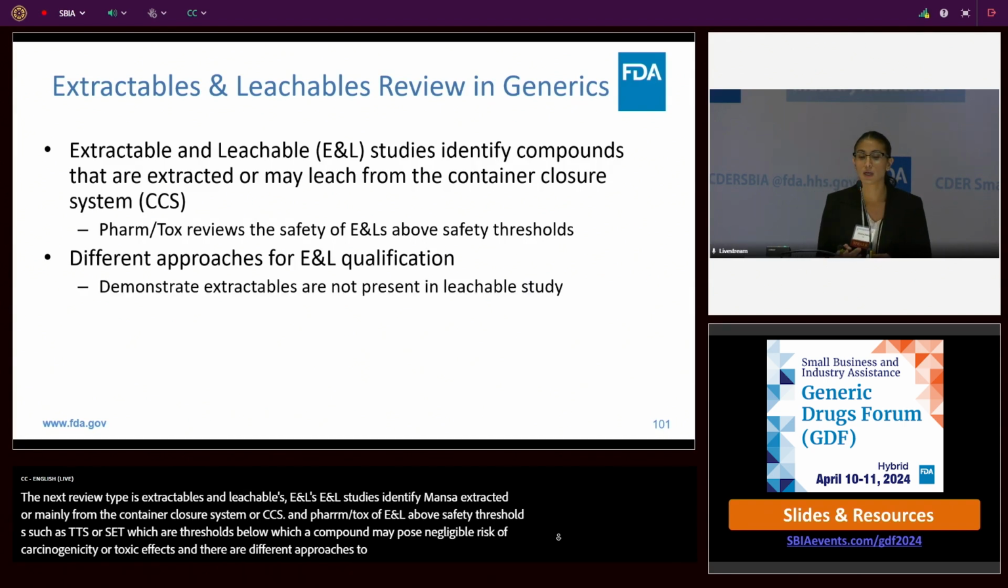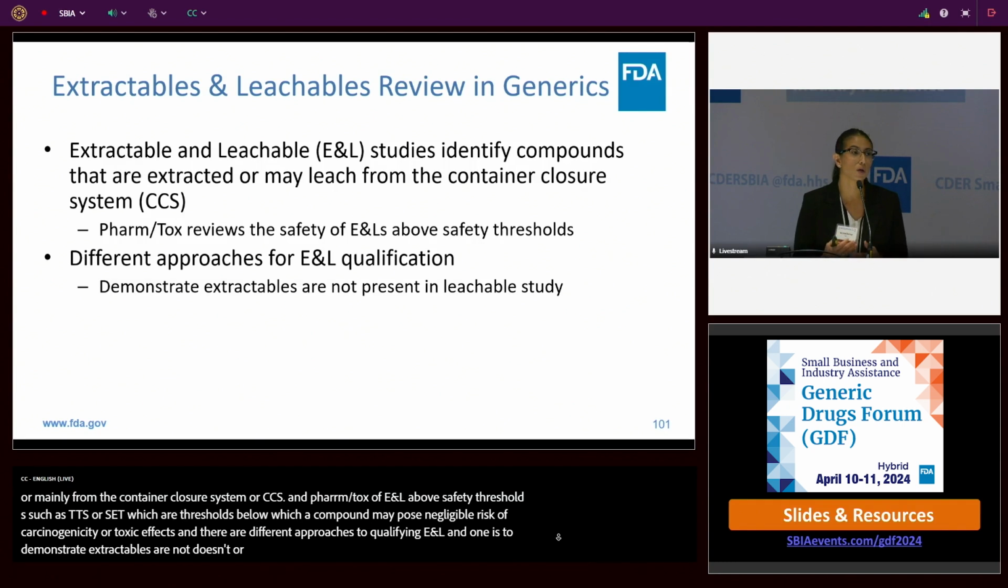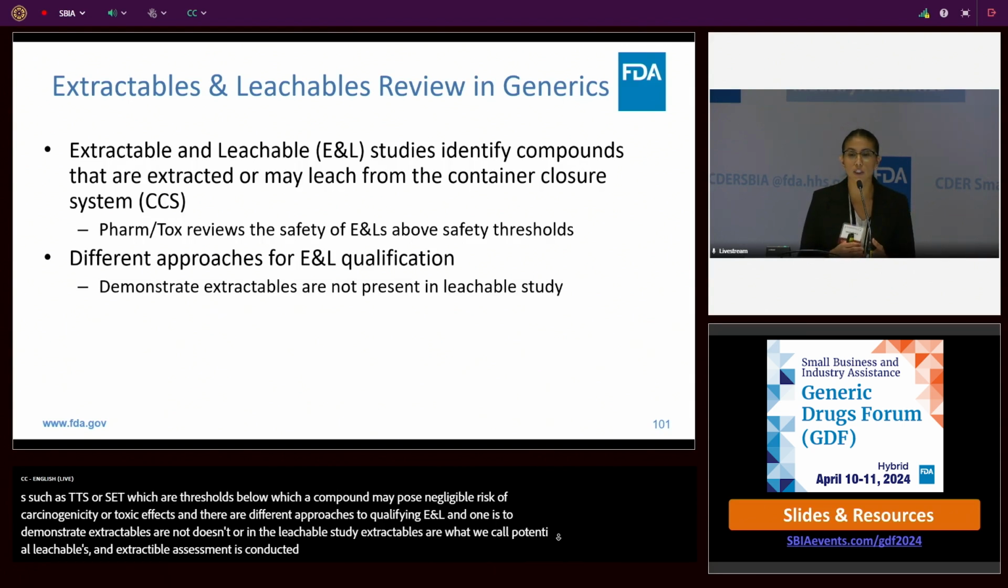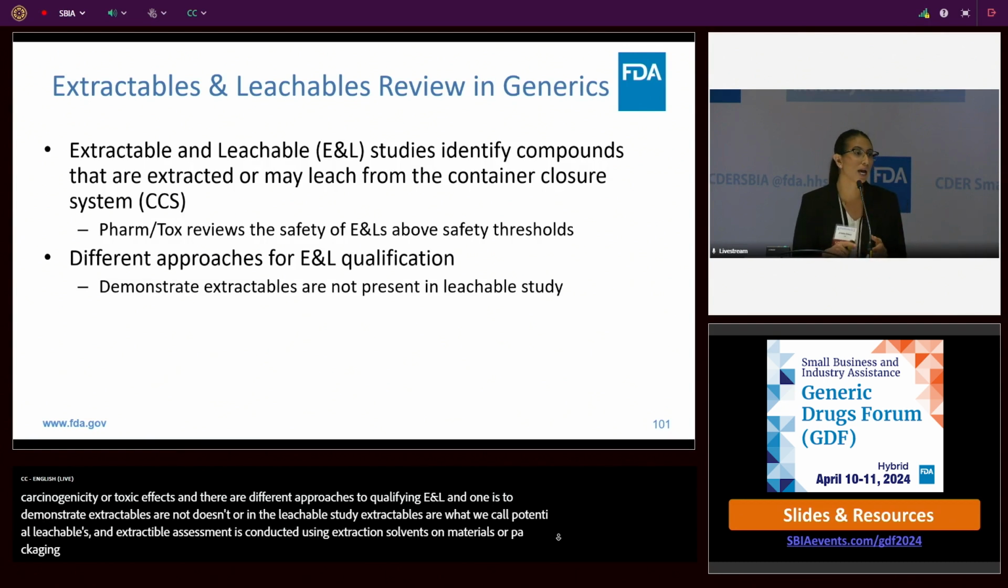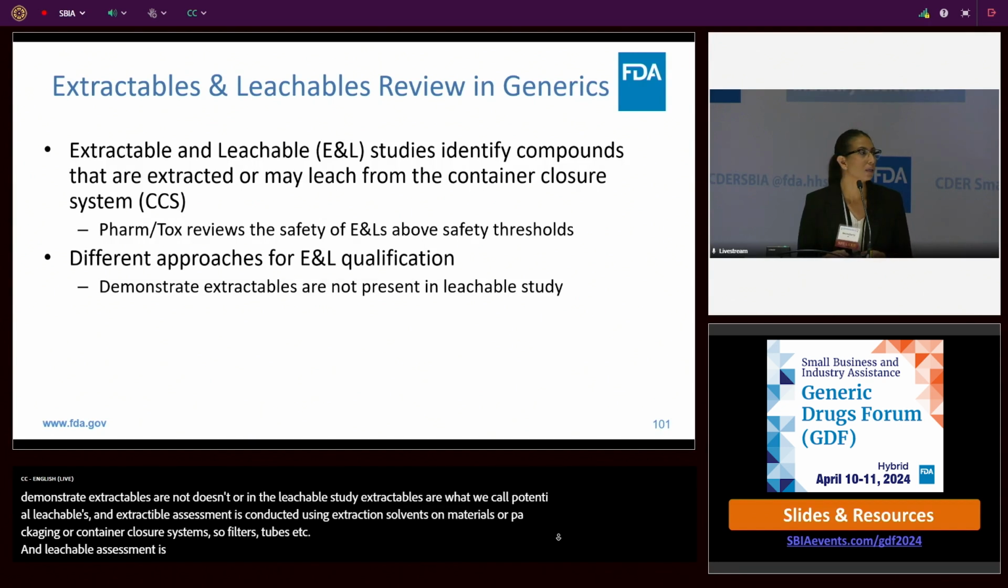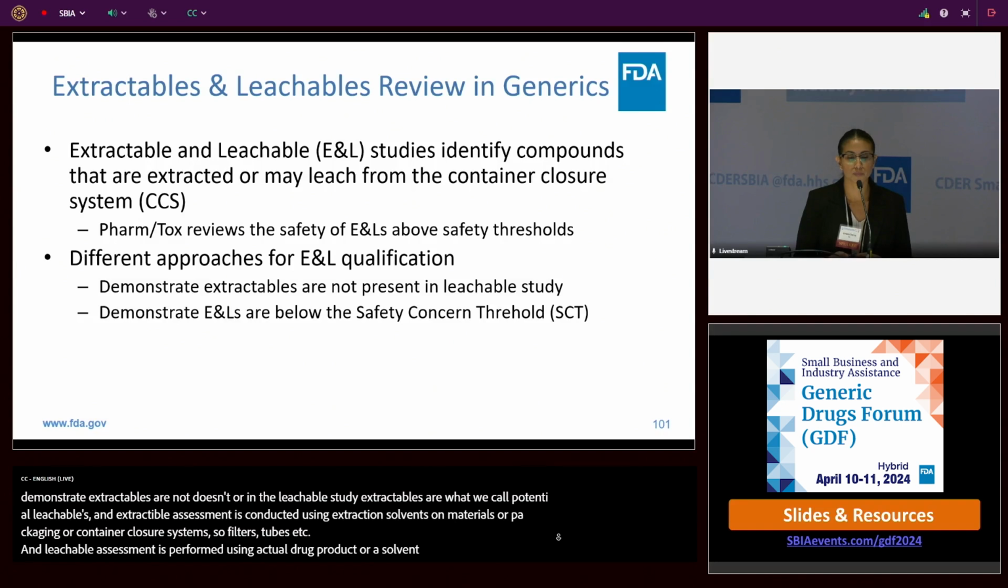One is to demonstrate that extractables are not present in a leachable study. So extractables are also what we call potential leachables. An extractable assessment is conducted using extraction solvents on materials or packaging or container closure systems, so filters, tubes, caps, etc. And a leachable assessment is performed using actual drug product or a solvent that mimics that drug product.